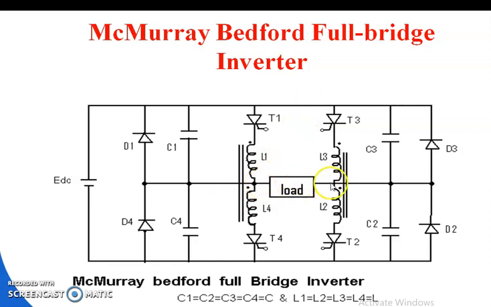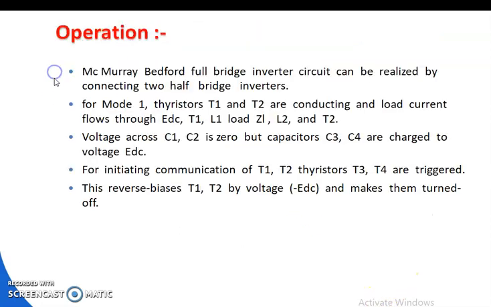The load is connected in between the two bridge legs. EDC is the supply voltage or input voltage applied to the circuit. So here C1 is equal to C2 is equal to C3 is equal to C4 is equal to C, and L1 is equal to L2 is equal to L3 is equal to L4 is equal to L.